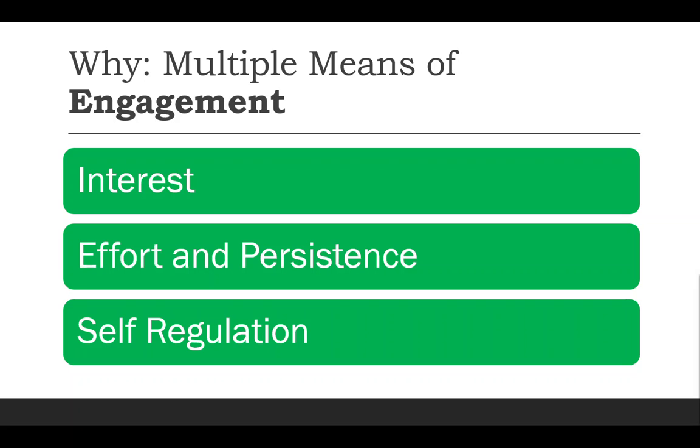We can build effort and persistence by creating really clear goals or learning objectives and focusing on mastery learning, where students can track and identify when they've mastered a concept. We can also work on personal coping strategies with self-regulation and help people engage in self-assessment and reflection. All those different means of engagement support everyone.